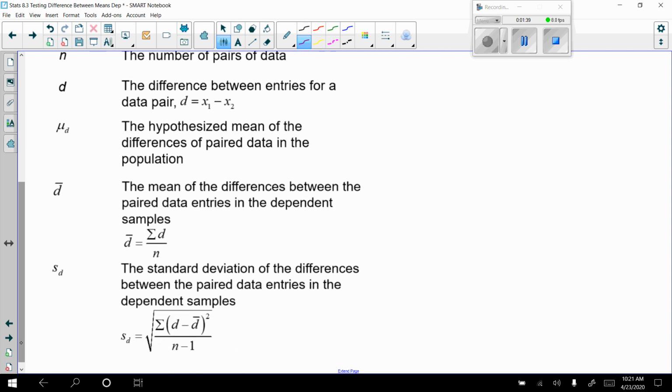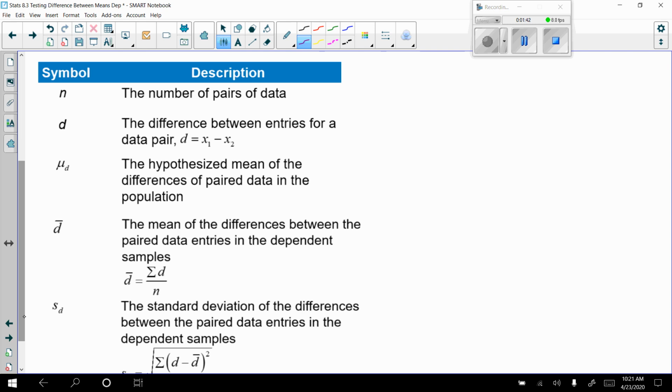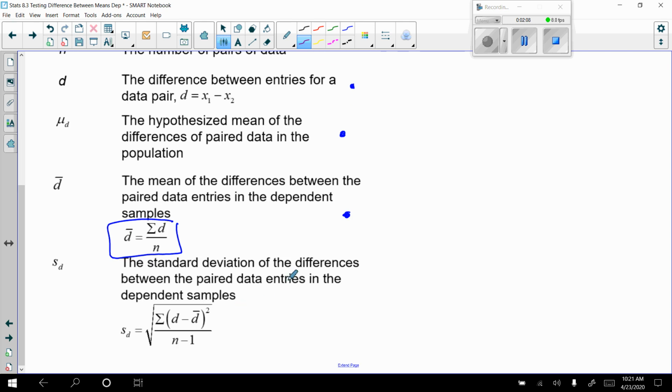These are just the symbols used for all these things. We have n, which is the number of paired pieces of data. We have each individual difference between those pairs of data. We have the hypothesized mean of the difference. We have the actual mean of the differences between the paired data, which is found by using this formula right here. And we have the standard deviation of the differences, which is found by using this formula right here. So we're going to use those in our calculations.